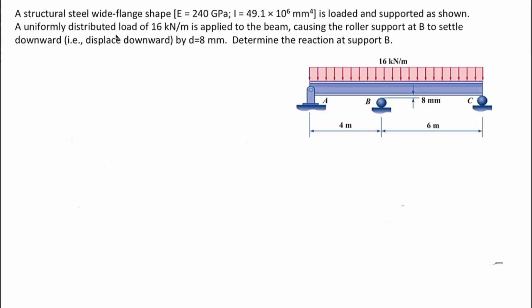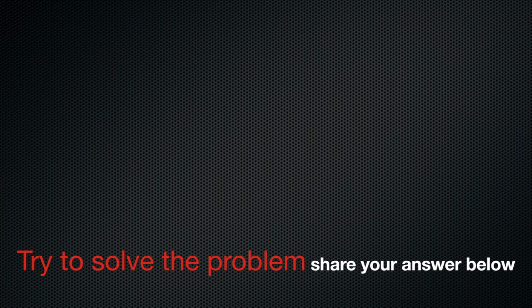We have a simply supported beam subjected to a distributed load, and it is also supported by a roller support at point B. The difference here would be that this roller support is not at the middle of the beam. So we need to be careful about the equation that we are going to use for solving our problem. Also, there is a gap in this structure. The gap would change the compatibility of the deformation equation.